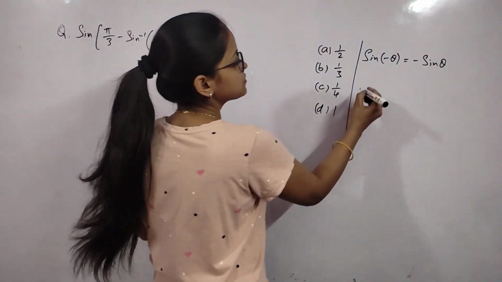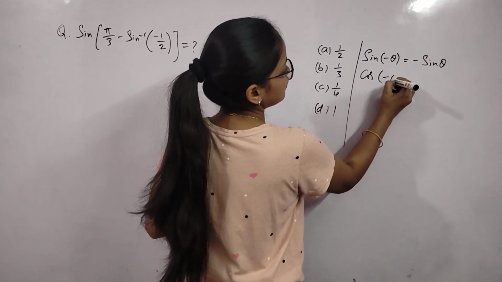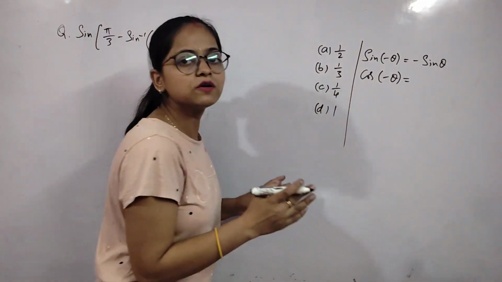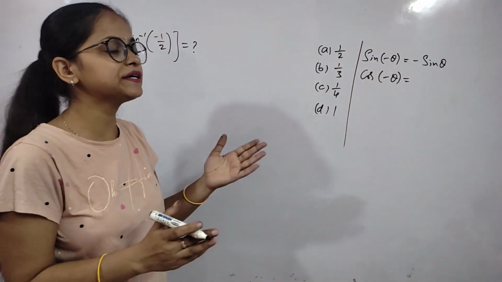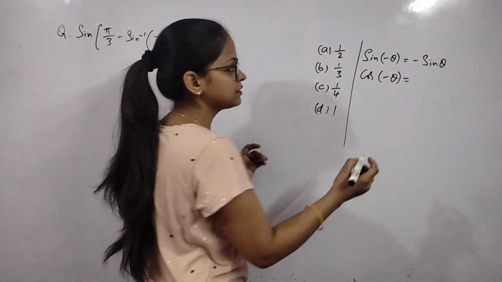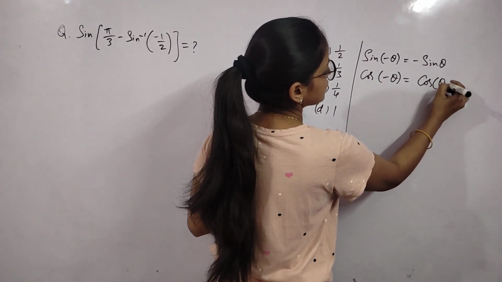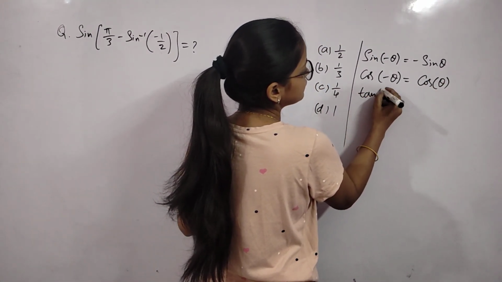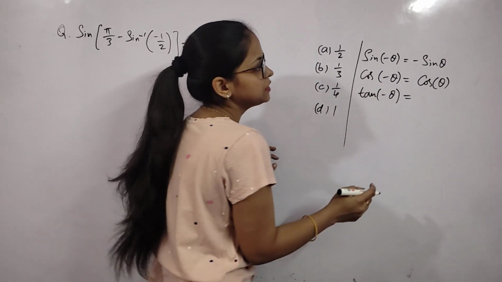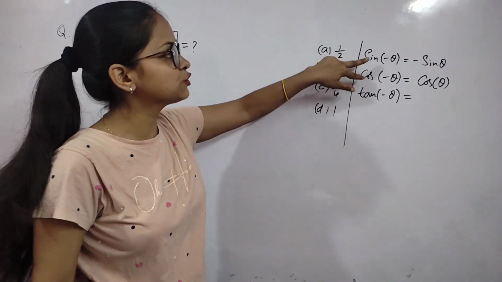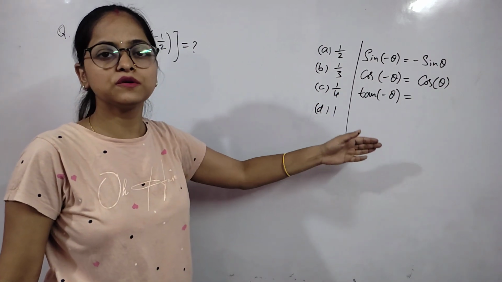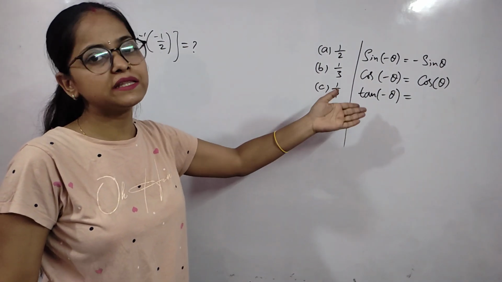Similarly, for cos of minus theta, in the cos function, the negative angle changes to a positive angle, and the minus will not come outside. Cos theta. And tan of minus theta. If you remember only two formulas, you can derive the remaining formulas.